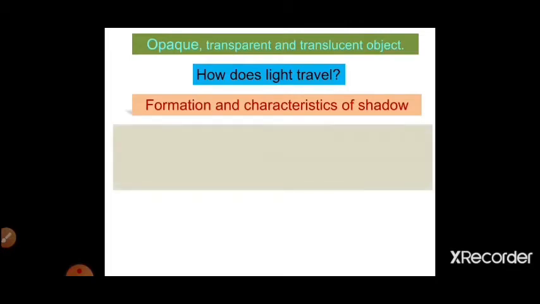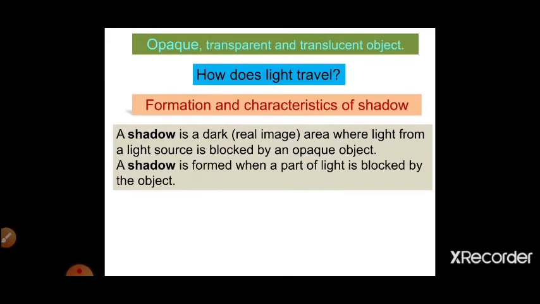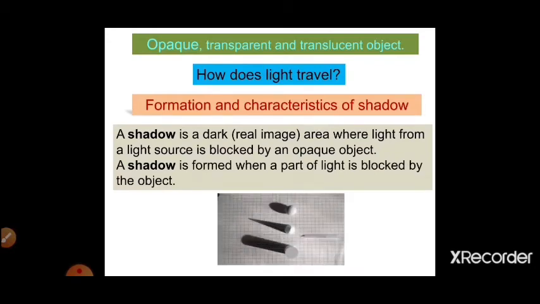So what is shadow? Shadow is a dark area where light from a light source is blocked by an opaque object. Okay, so the shadow will always form on the opposite side of the source. Here you can observe the different shadows of different objects. That means you can observe that the way the object looks, the shadow will also look like. Here you can see the shadow of a ball looks like a ball, and the shadow of a cylinder looks like a cylinder only.